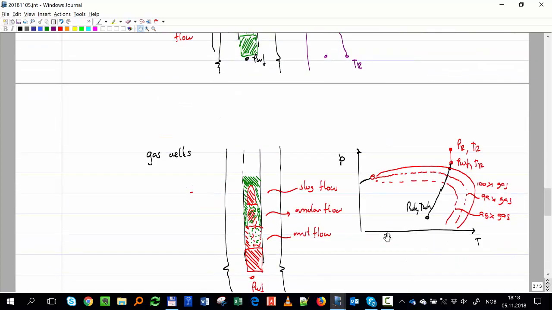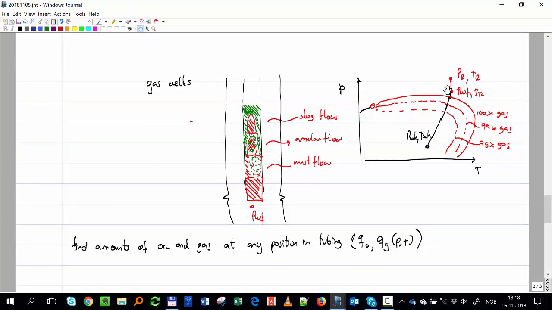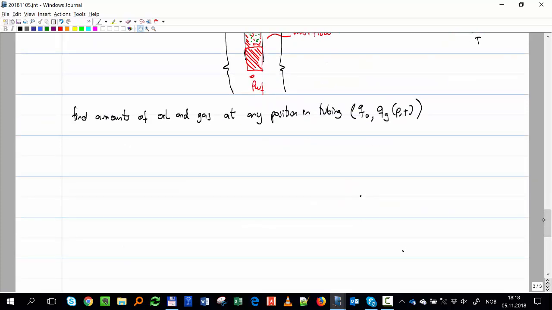The same thing happens with gas. It might be outside of the envelope, but at some point I will cross it and start to reduce pressure and temperature, increase the amount of gas, and eventually end up in slug flow. But our first concern, let's stop that for a moment: how do I find oil and gas at any position in the tube, or at any pressure and temperature?